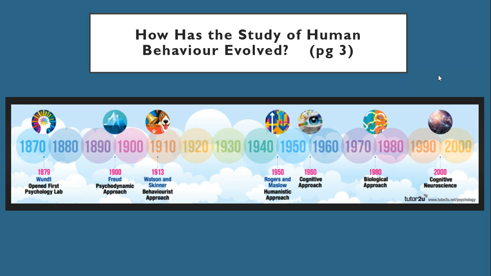So next you've got Freud and the psychodynamic approach. And then you've got Watson and Skinner and their behaviorist approach. And then Rogers and Maslow with humanism. Then you have the cognitive approach, then the biological approach in the 1980s, and then the most recent approach is cognitive neuroscience, which is a combination of the biological and the cognitive approaches.